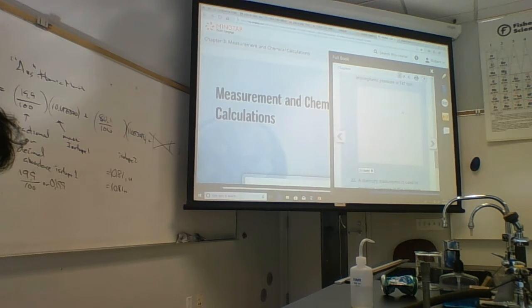Next one is number 31. Okay. It says a variable volume container holds 24.3 liters of gas at 55 degrees Celsius.